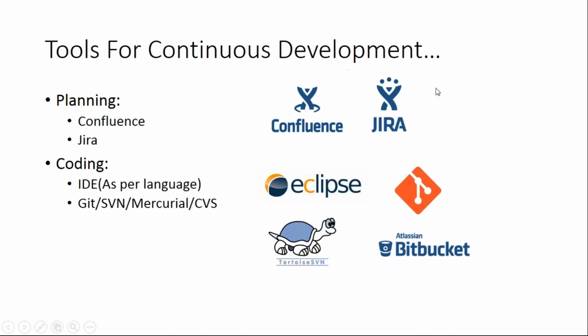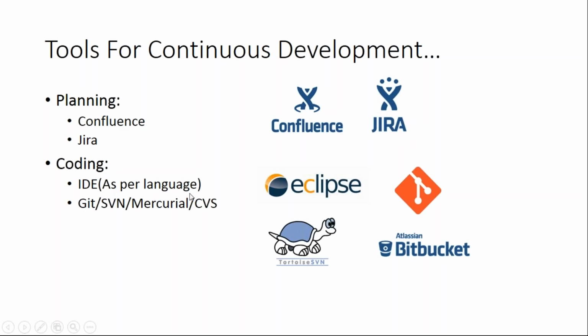Now Confluence, Jira. So what is Confluence? Those are business planning and task management tools. Confluence is your business management tool, and Jira is your task management tool. Anyway, next is your coding.